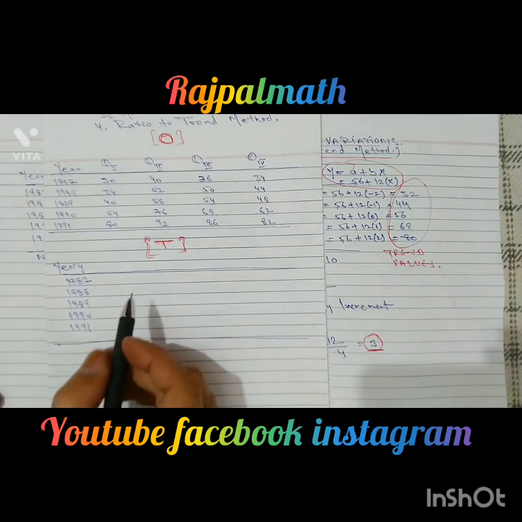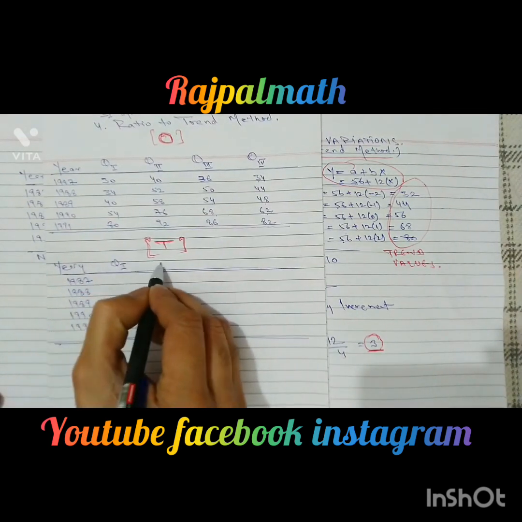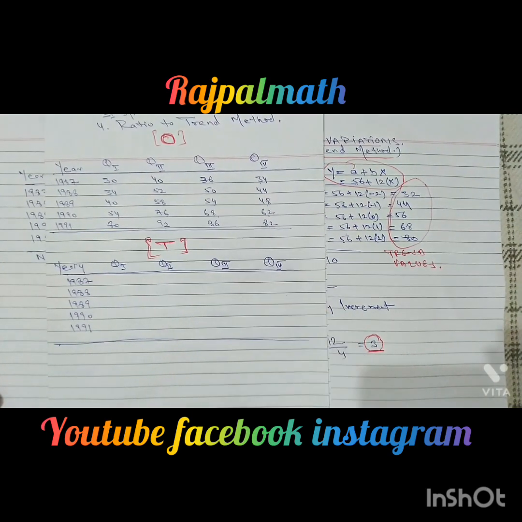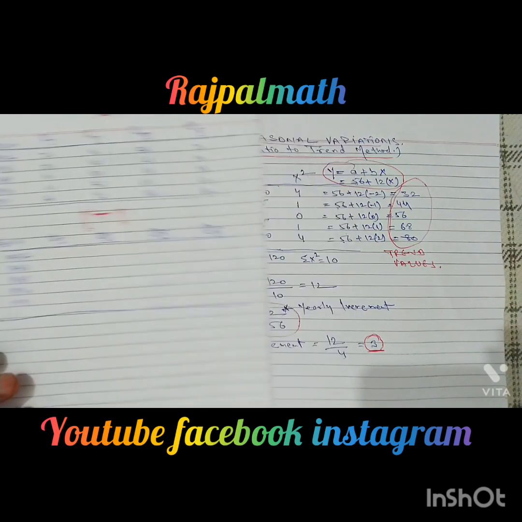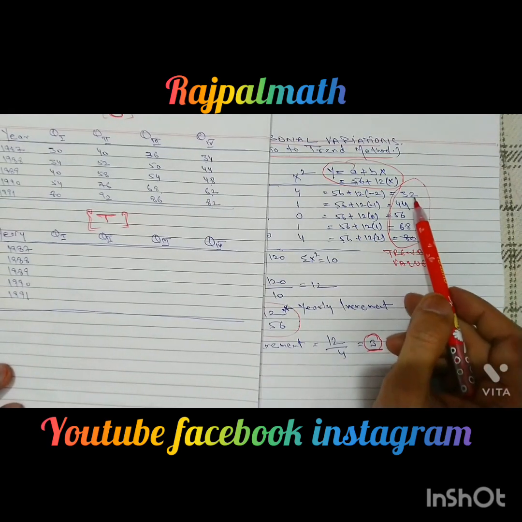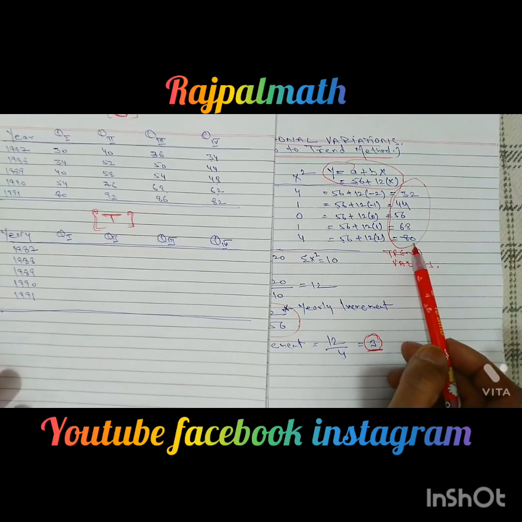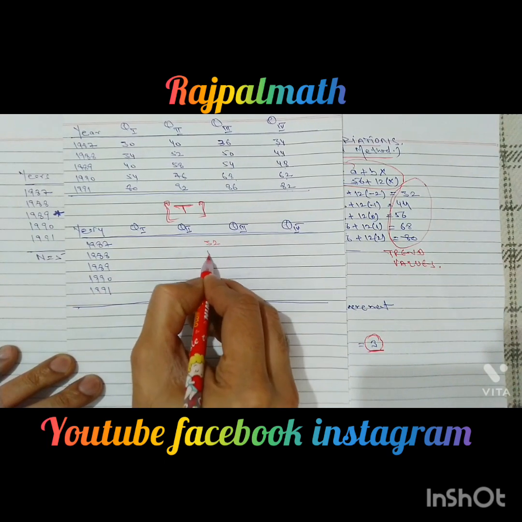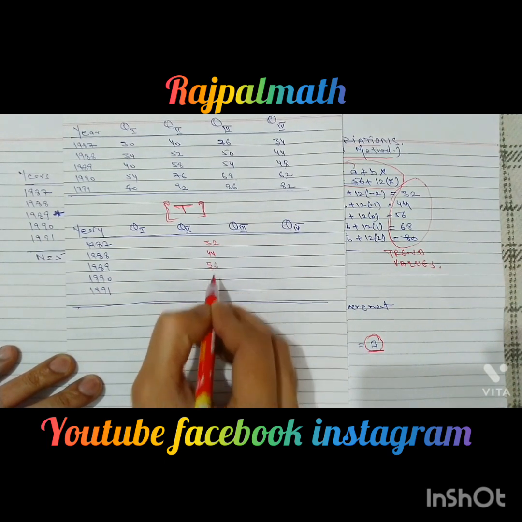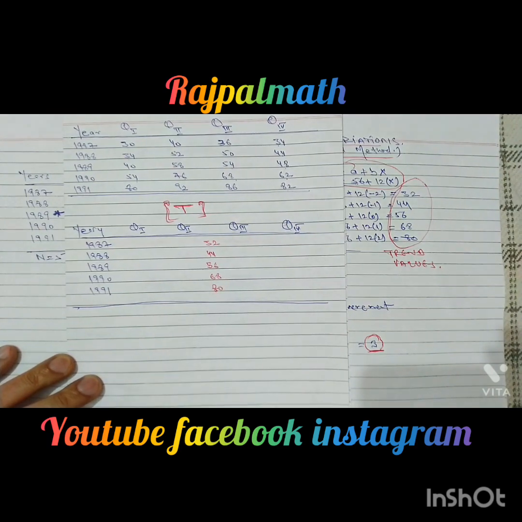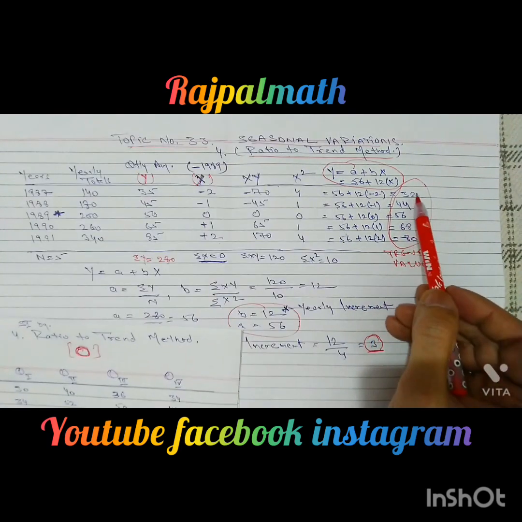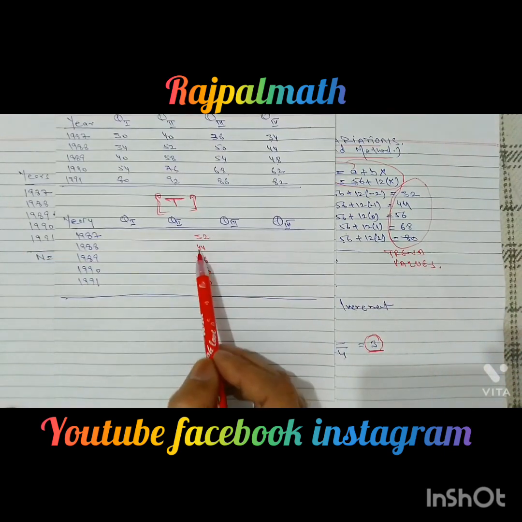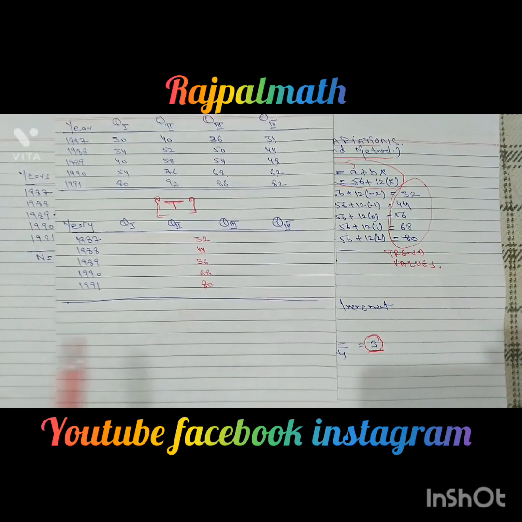Now write quarter 1, quarter 2, quarter 3, quarter 4. These values 32, 44, 56, 68 and 80 are trend values, in the middle over here.